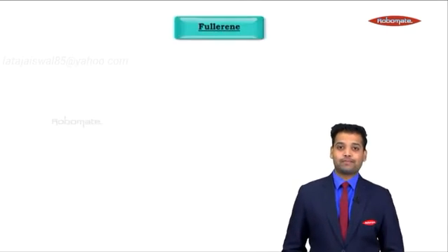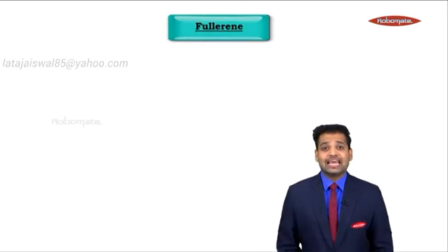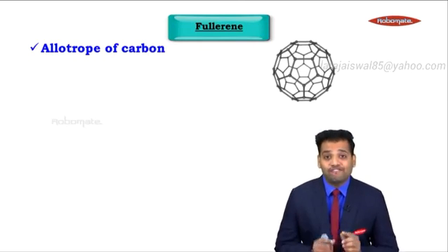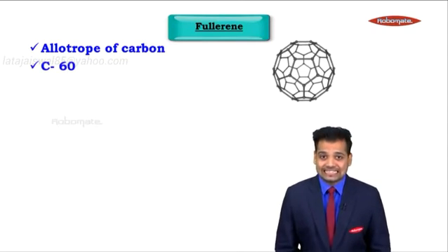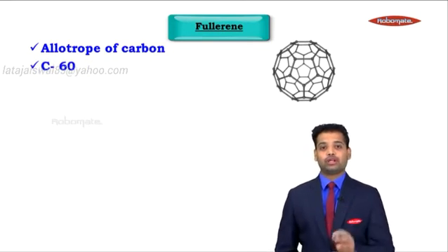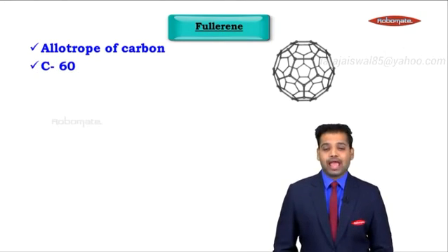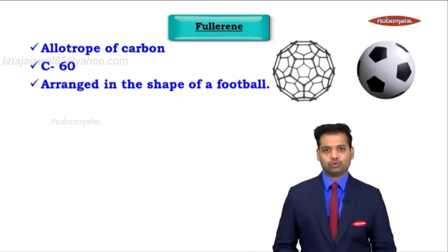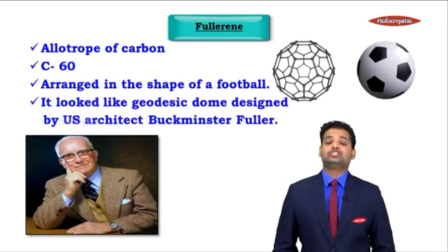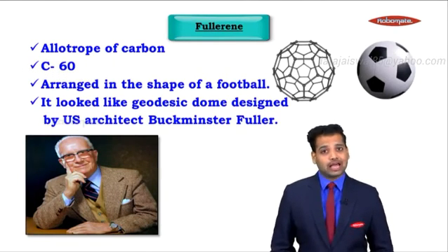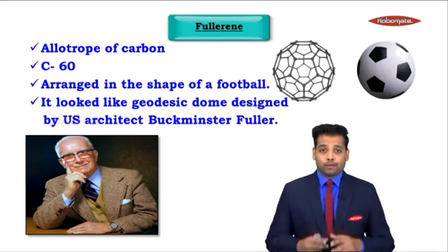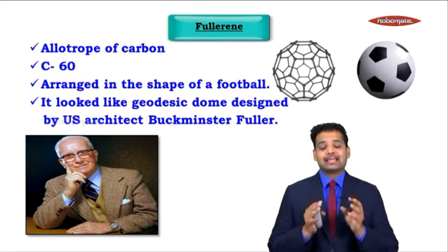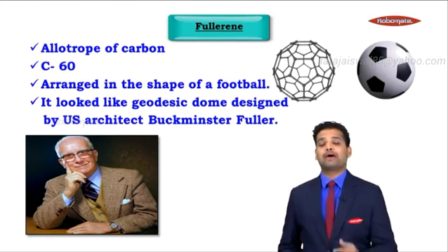The third allotrope of carbon is fullerene, and fullerene, my dear friends, is different from both of them. In fact, it is an allotrope of carbon containing a fixed number of atoms, that is C60. So every molecule of fullerene will contain 60 atoms of carbon, and it's shaped like a football containing pentagons and hexagons. Who doesn't love that, right? It looked like a geodesic dome designed by a US architect called Buckminster Fuller. Because it was designed by Buckminster Fuller, we say that this allotrope got its name as fullerene.